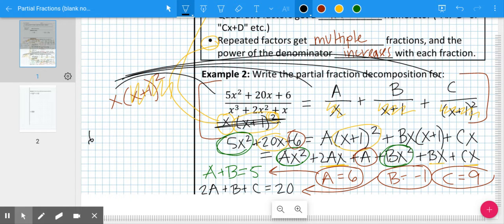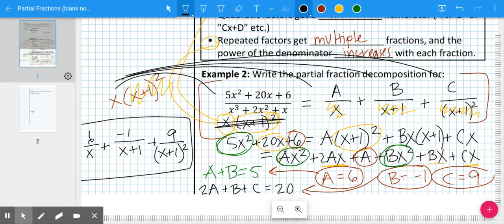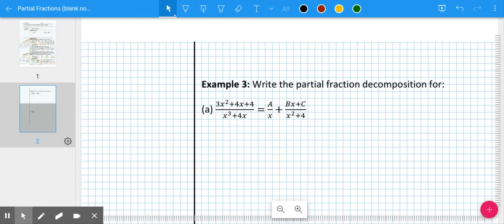We have 6 over x. We have -1 over x plus 1. And we have 9 over x plus 1 squared. That is your solution to this partial fraction decomposition problem. Want to try another one? Let's move on. On the back side, again, they did the setup for us.